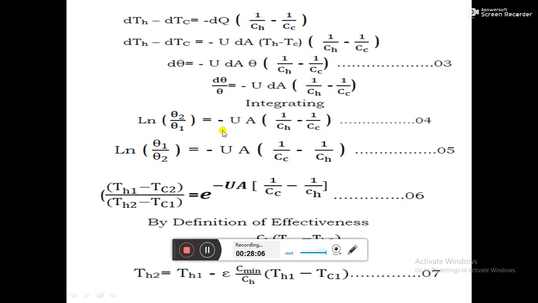Replace theta 1 by Th1 minus Tc2, which is the temperature difference at the left hand side of the heat exchanger, and replace theta 2 by Th2 minus Tc1, which is the temperature difference on the right hand side of the heat exchanger. We will get (Th1 minus Tc2) divided by (Th2 minus Tc1) equals e to the power of minus U into A into (1 by Cc minus 1 by Ch). Call this equation number 6.